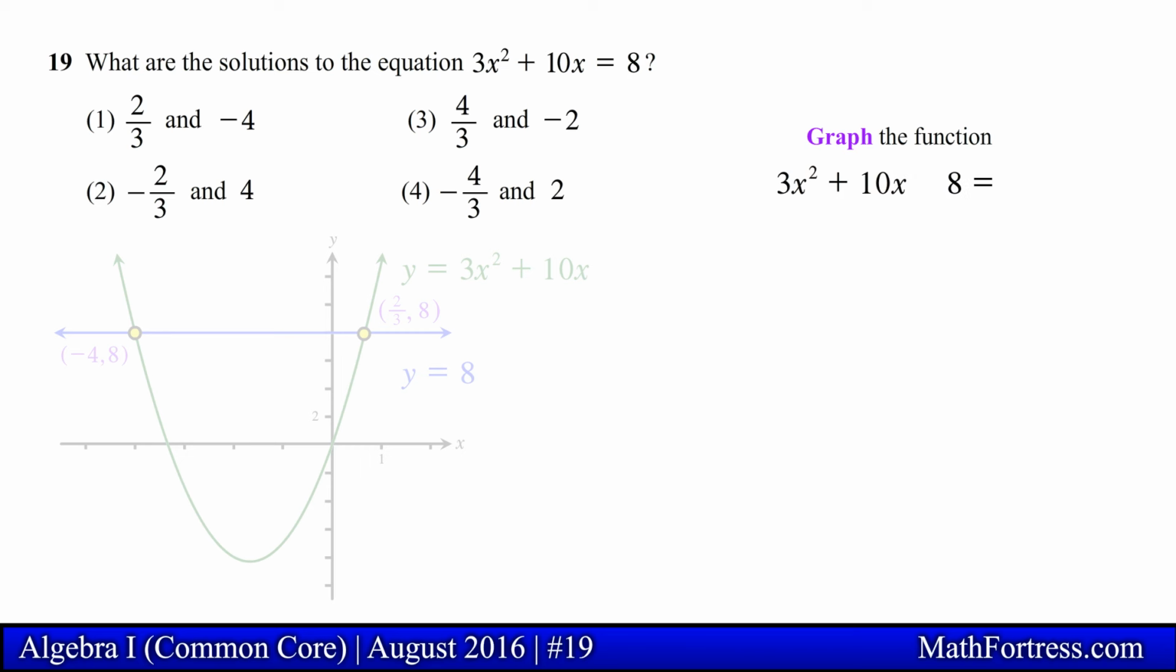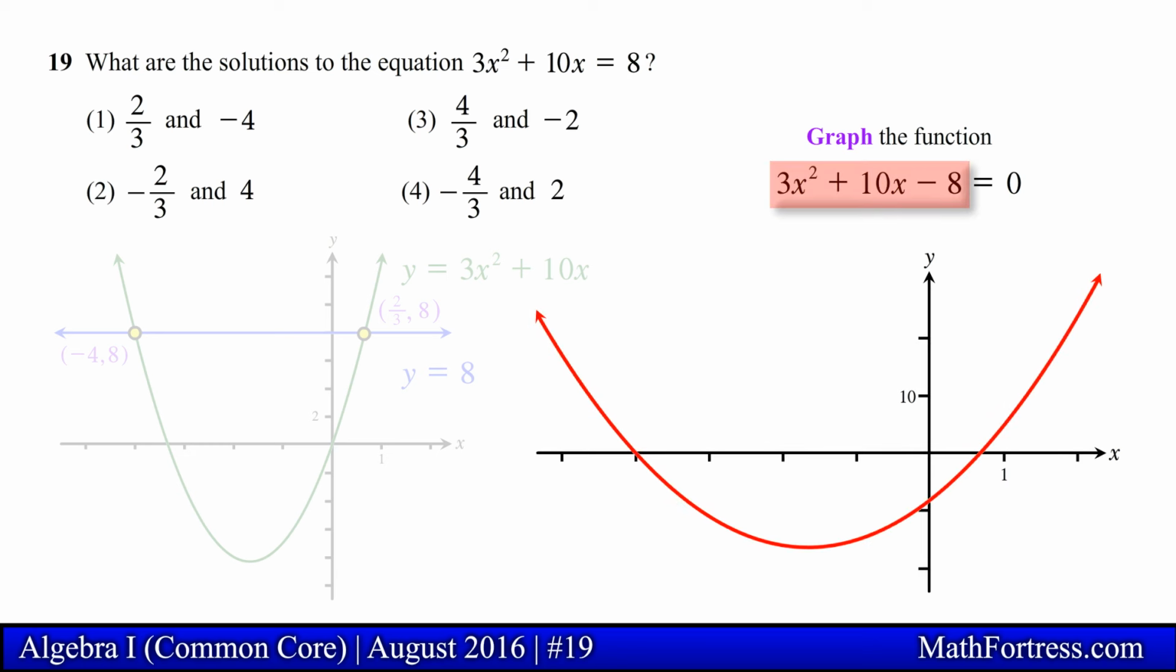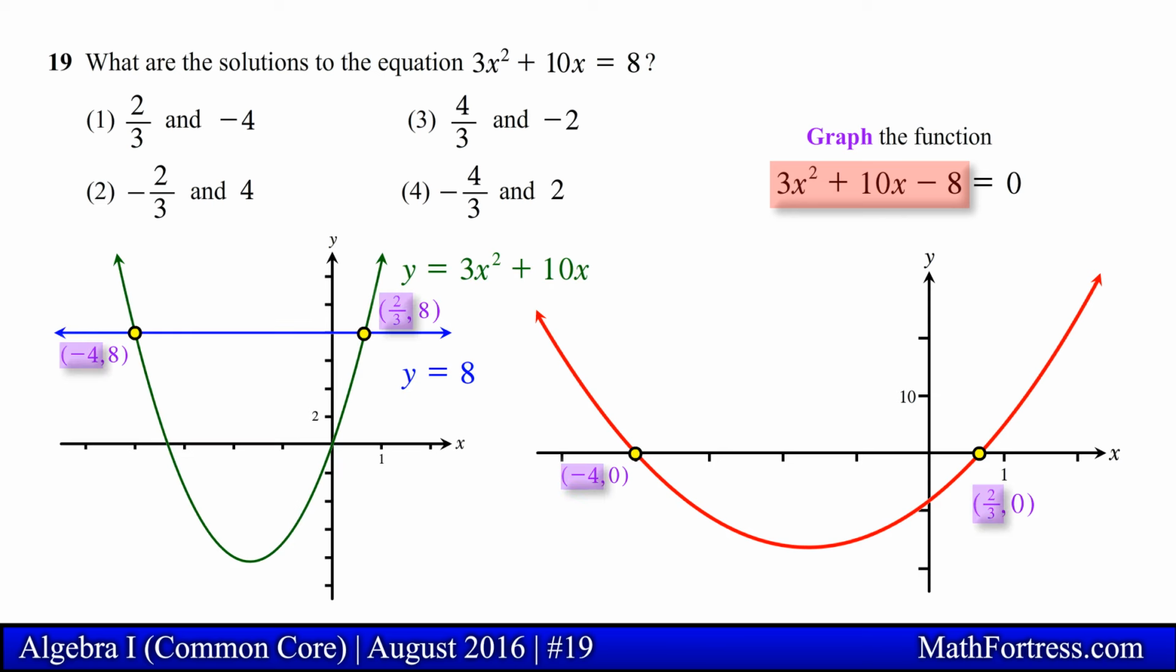So we subtract 8 from both sides of the equation and simplify. We then graph the function 3x squared plus 10x minus 8. The solutions to the equation will be the points where the function crosses the x-axis. Graphing the function, we see that this function crosses the x-axis at the same points as the previous graph. Either of the two methods will work if you're trying to find the solutions of an equation.